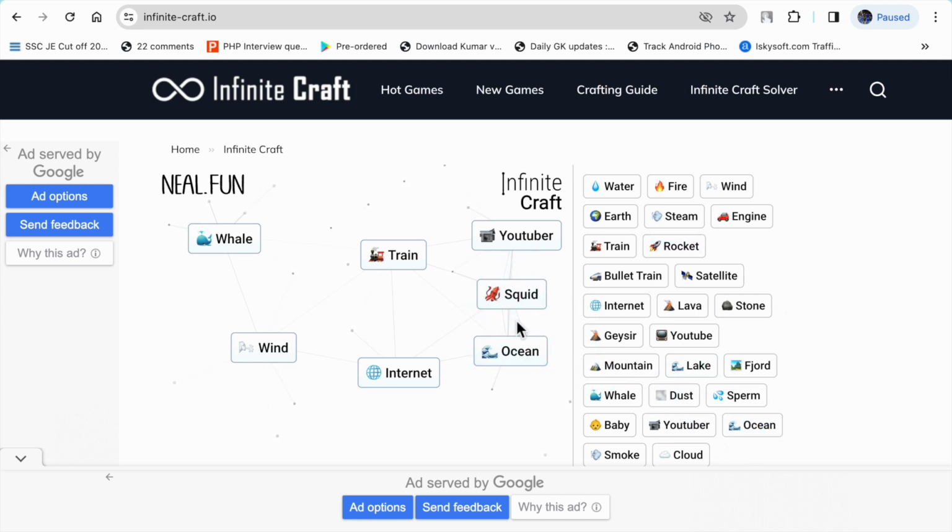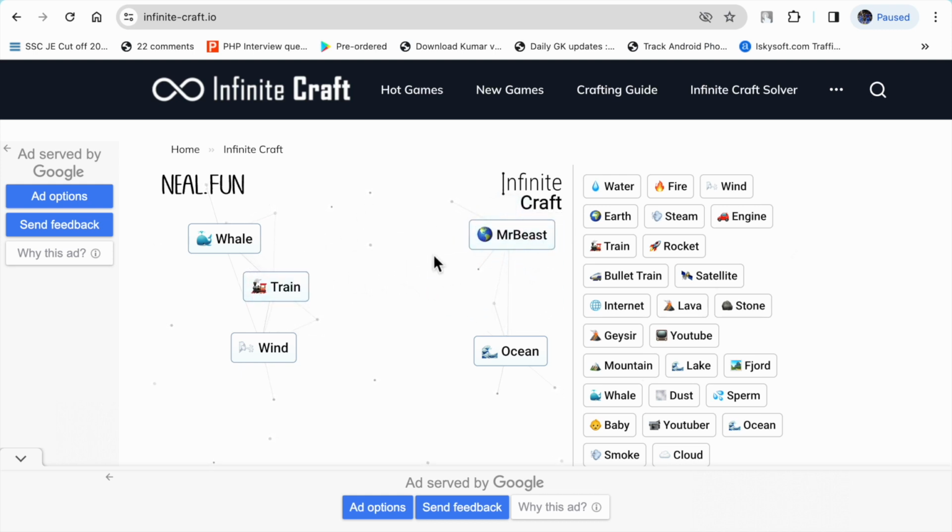Now lightning plus ocean. This makes squid. Now squid plus internet. This makes Squid Game. Now Squid Game plus YouTuber. This makes MrBeast. So like this you can make MrBeast in Infinite Craft tutorials.